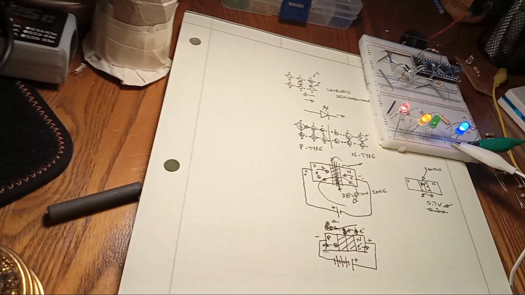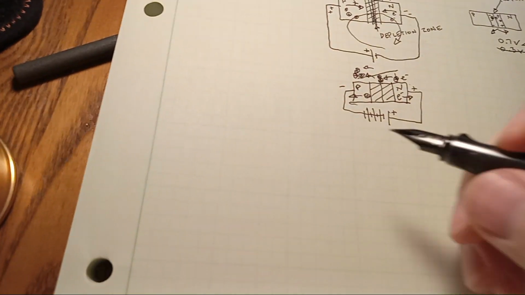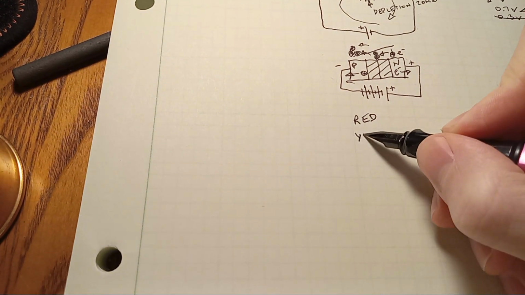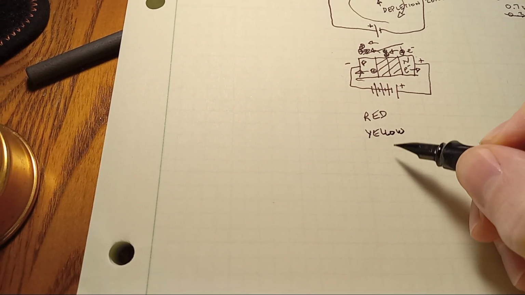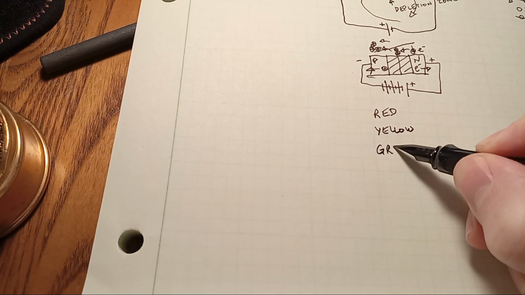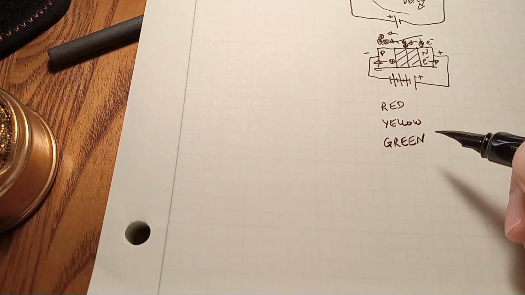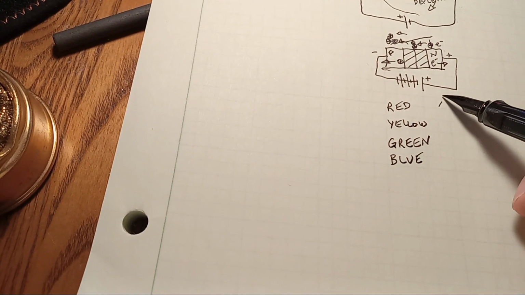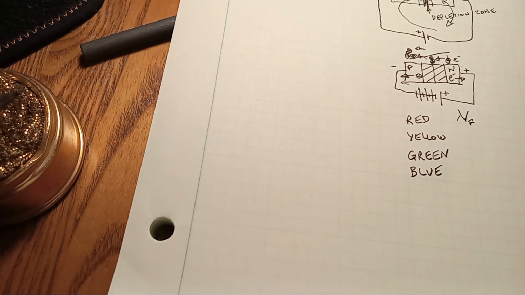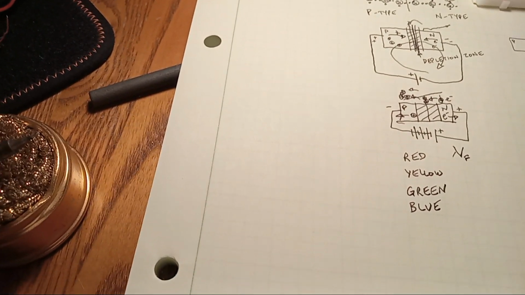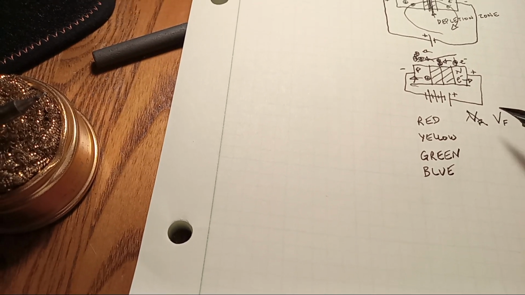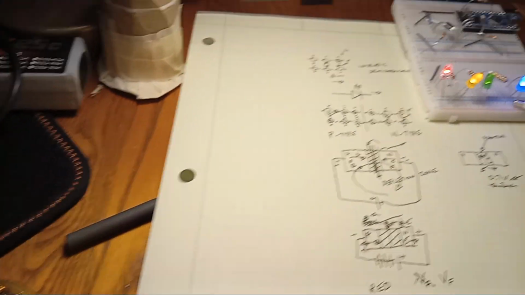Now, what's their forward voltage? And importantly, we want to do it by color. So we have red, yellow, green, and blue. VF is the symbol for forward voltage. Let me try and write it more neatly. My apologies, Internet. So I'm going to be measuring that value and writing it down for each of these LEDs.